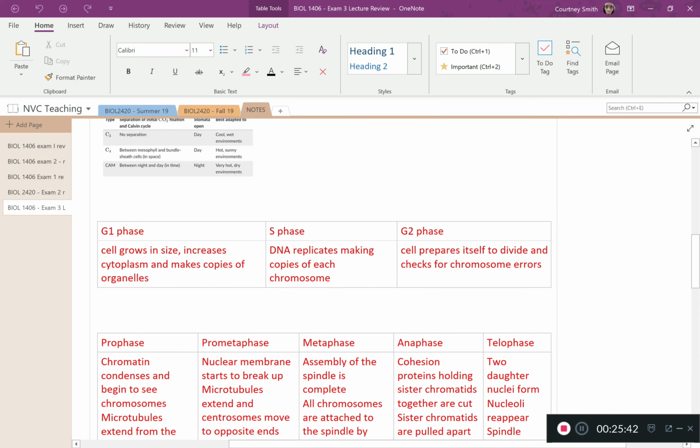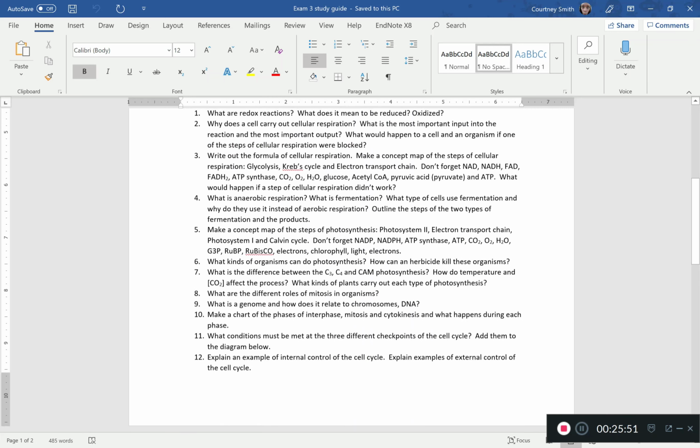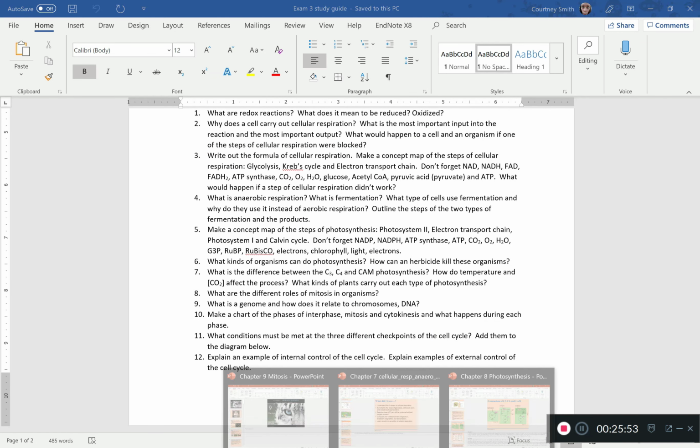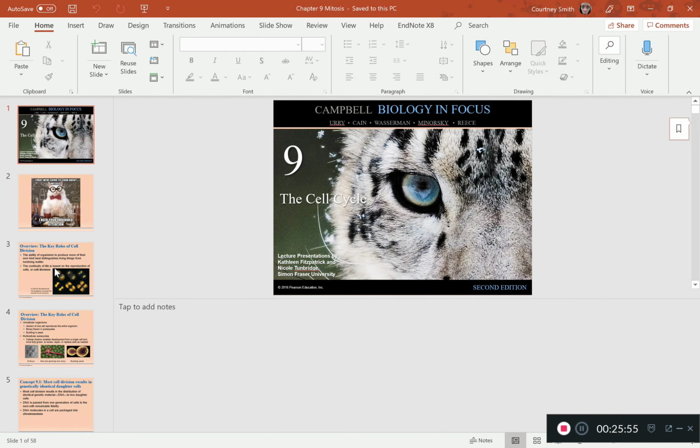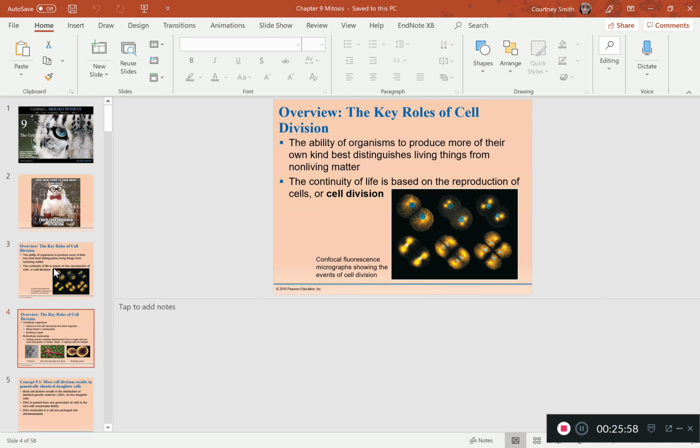Okie dokie. So I believe with that, that will bring us to the different roles of mitosis. So the different roles of mitosis. Let's open up chapter 9. So the different roles of mitosis.